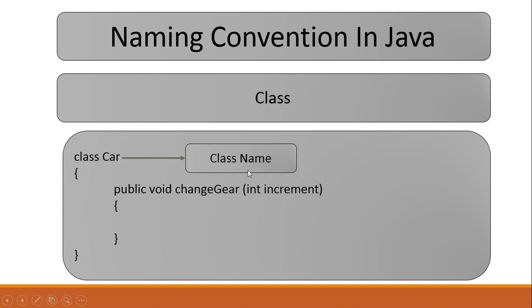Next is the class. Look here, I am creating a class Car, and the class name should start with a capital letter. Look here, Car, the first letter of this word C is in capital, and this is the naming convention for the class name. And class should always be a noun.